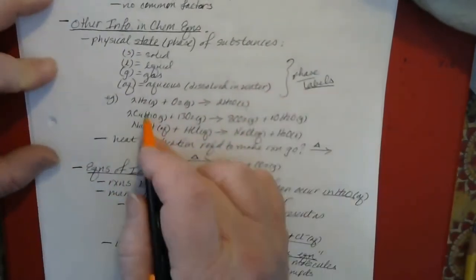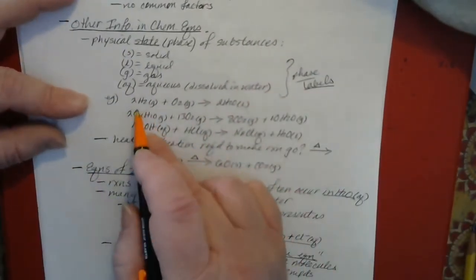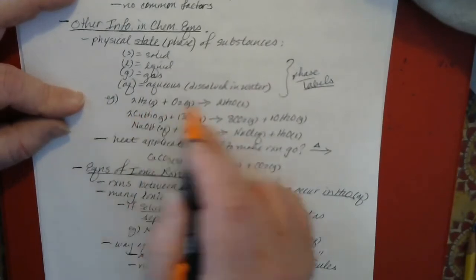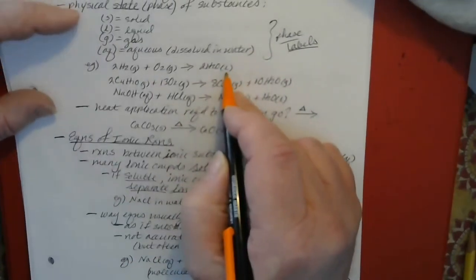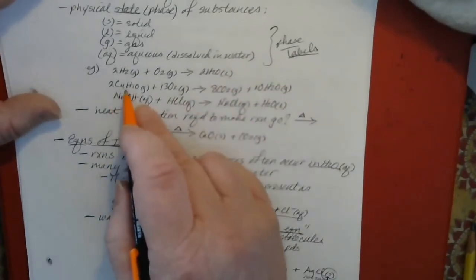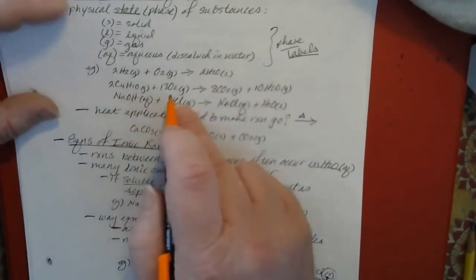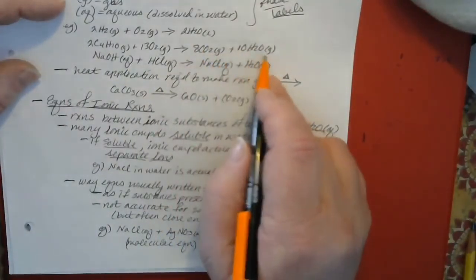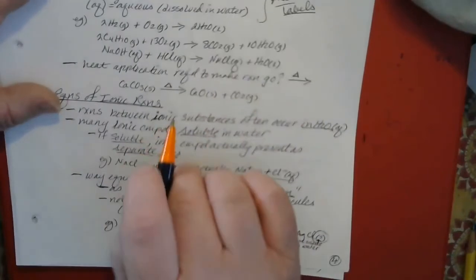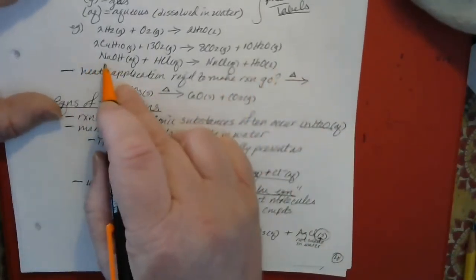And so, for example, when we write the reaction for forming water from hydrogen and oxygen, we get 2H2 gas plus O2 gas will produce 2H2O liquid. Or 2C4H10, that's butane gas, plus 13O2 gas will produce 8CO2 gas and 10H2O gas.